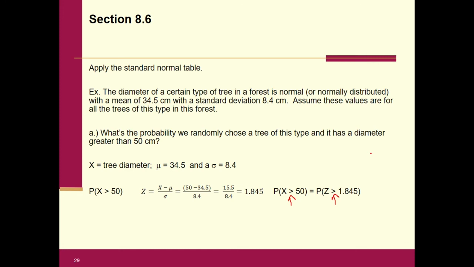And so you have your options on what to do at this point since we came up with 1.845. First option is, I want to make sure that you're able to do that.